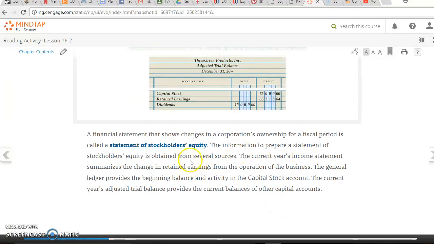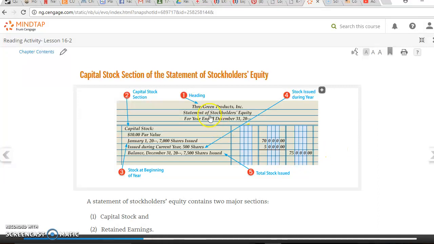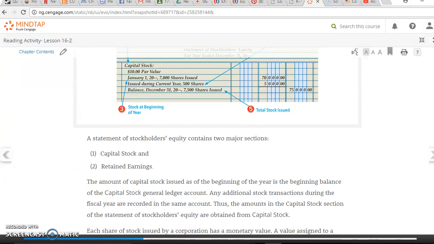The financial statement that shows the changes over the course of the year or the fiscal period in their ownership is called a statement of stockholders' equity. The information that you learn from this is then used more on your balance sheet, and it also summarizes the retained earnings of the operation of the business. So we have two sections, capital stock and retained earnings.